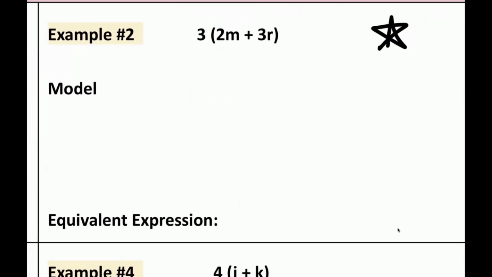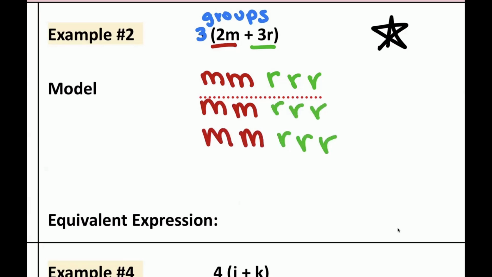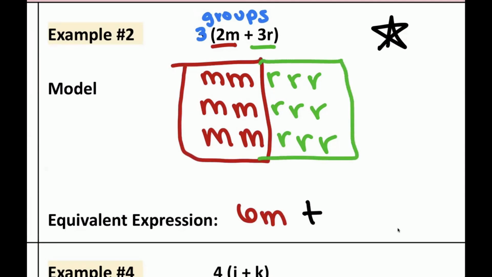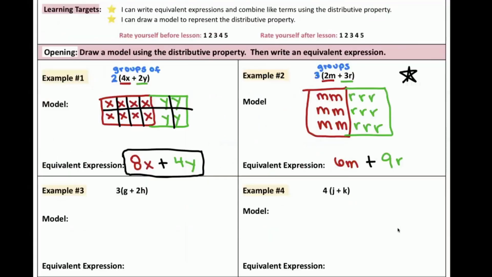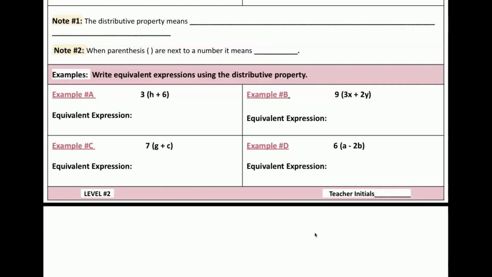For example number 2, we have 3, that's our coefficient, groups of 2m plus 3r. So I'll write m 2 times, and I'll write r 3 times. And then I'll just repeat that since we have 3 groups. And then my final equivalent expression will be 6m plus 9r. Go ahead and complete example 3 and 4 on your own. This video will not go over those 2 problems. Let's take a look at our notes.